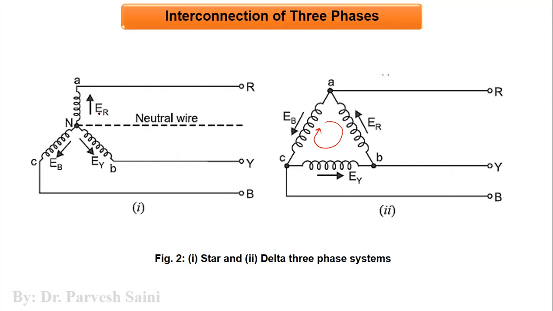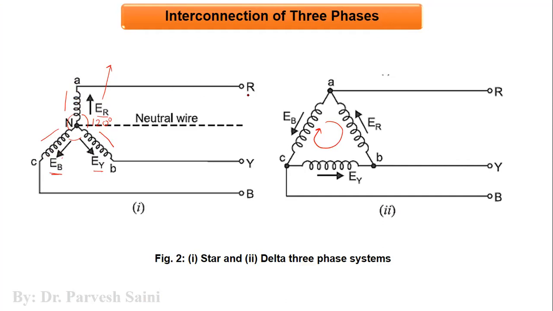Now, because this is a star connection, it has three windings. This one is winding A, then this is B, and then this is C. You can see all these windings are placed to one another at an angle of 120 degrees. Now this ER is basically the RMS value of the EMF induced on this particular winding A. Similarly, EB is the RMS value of the EMF induced on this winding C, and EY is the RMS value of the EMF induced on this winding or coil B.